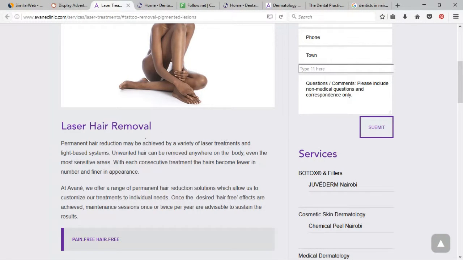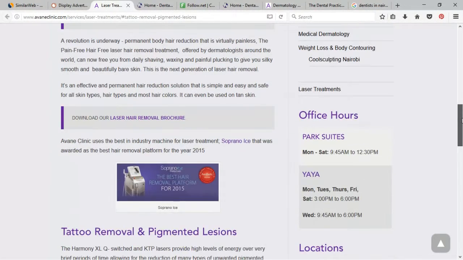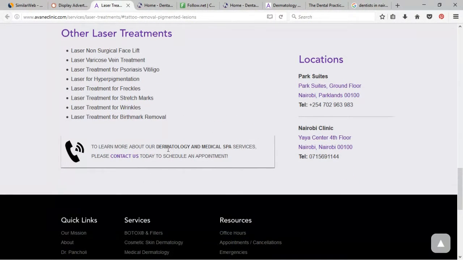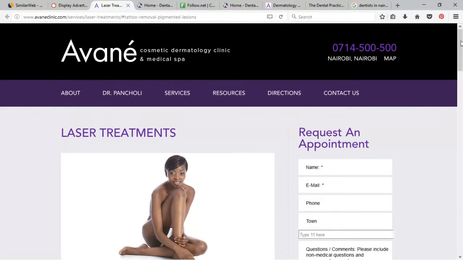Permanent hair reduction may be achieved by a variety of laser treatments and light-based systems. Unwanted hair can be removed anywhere on the body, and so on, all the way down. They have a lead gen system in here, and they also have the location and a very clear call to action, and of course they have these details down here. Why I'm showing you this is to show you how powerful it is when you optimize the internet the way it's supposed to be done.